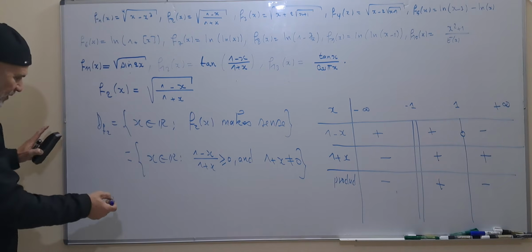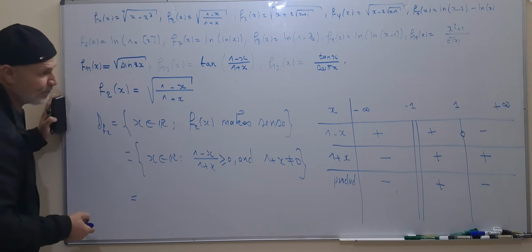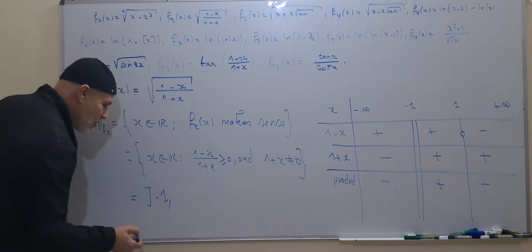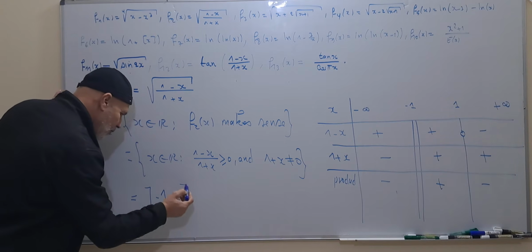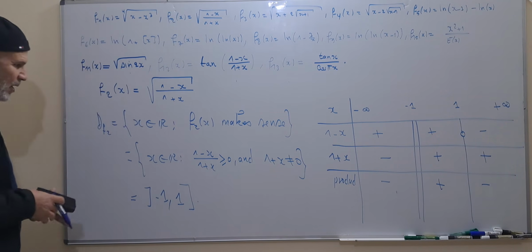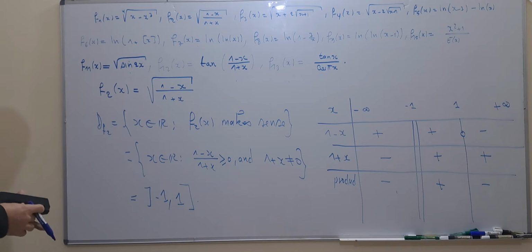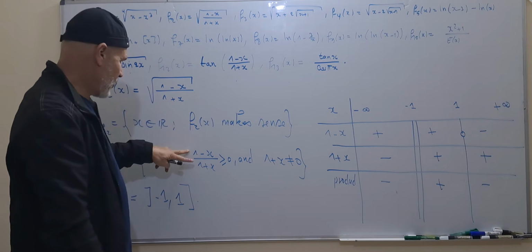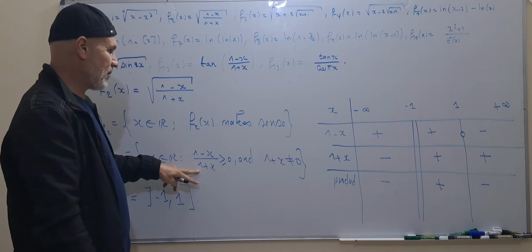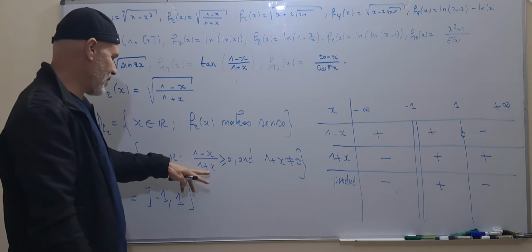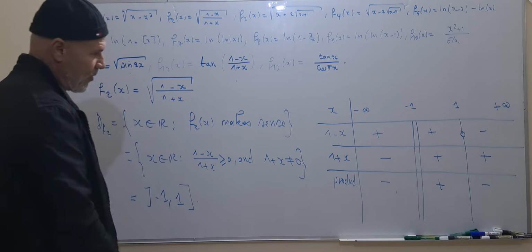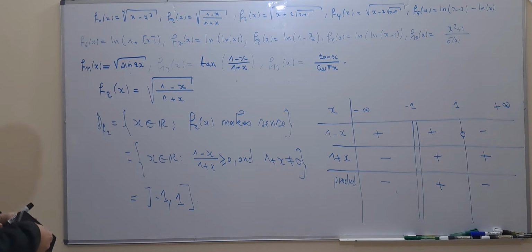So the domain of definition is actually minus 1 open and 1 closed. You can, for example, take x equal to minus 2. This will be positive, but here negative. You can, for example, take x equal to 3. This is here positive, but this is negative. This is the domain of definition.